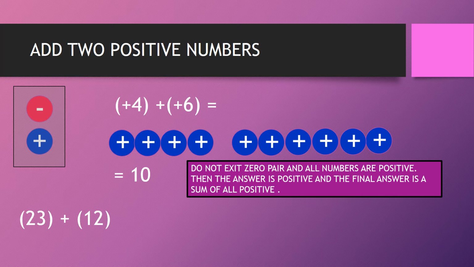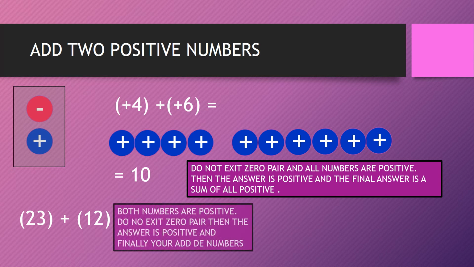Another example is 23 plus 12. What am I going to do? Listen, both numbers are positive, so the answer is going to be positive. In this case, I don't have 0 pairs because all the numbers are positive. Because all numbers are positive, my answer is positive. And what is the final answer? Then you add 23 and 12, and the final answer is 35.